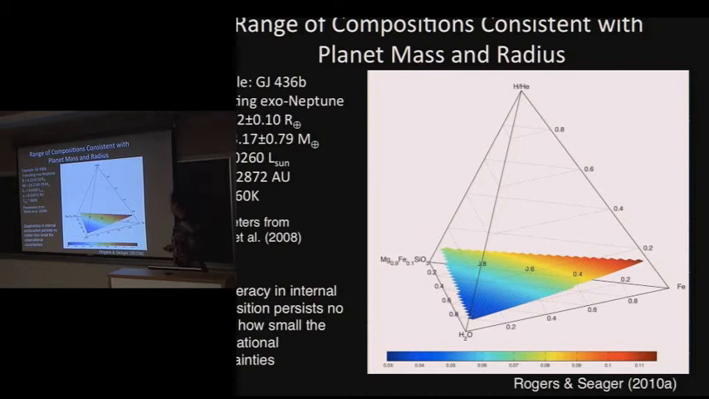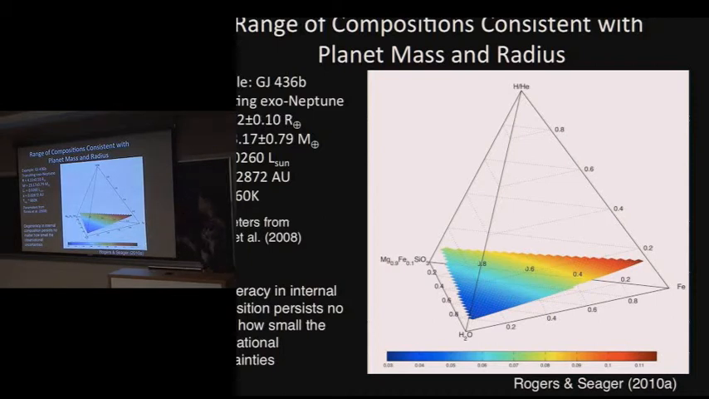And so each corner, each vertex in this diagram represents a pure homogeneous composition. So this upper vertex would be a pure hydrogen helium gas planet. Here, this vertex would be a pure water planet, pure iron planet, and pure silica planet. And then the perpendicular distance from the vertex to the opposite face gives the mass fraction of that particular component.